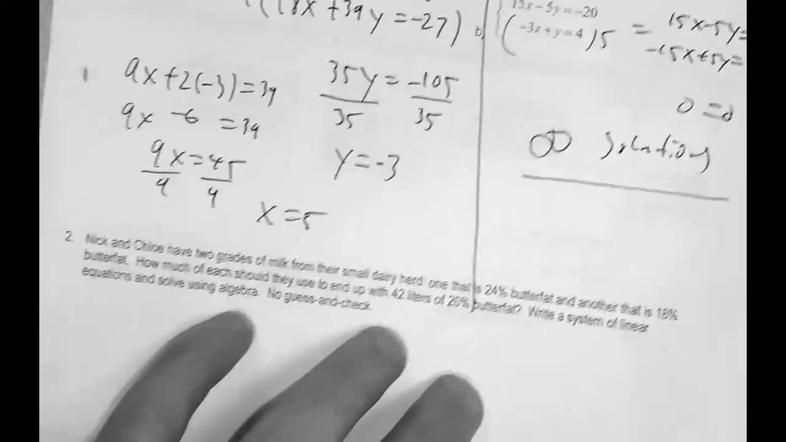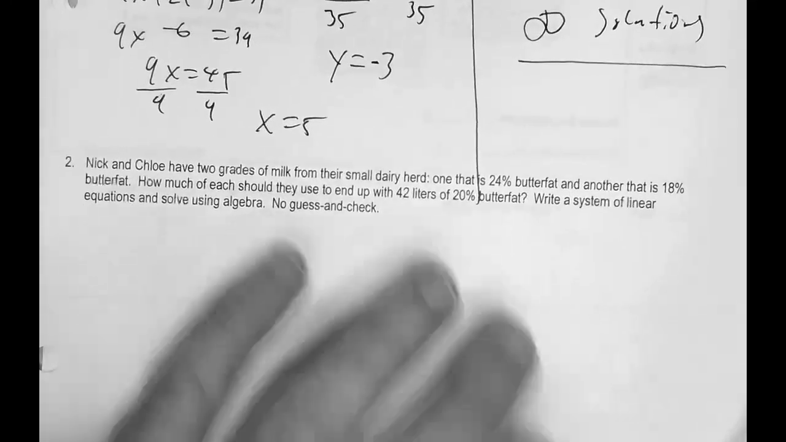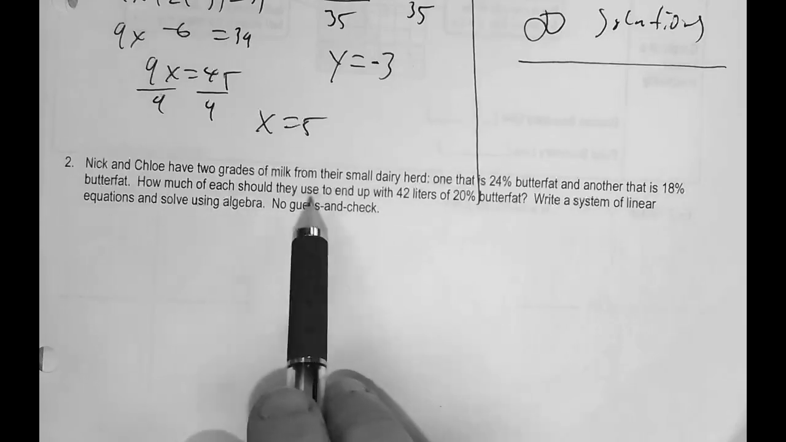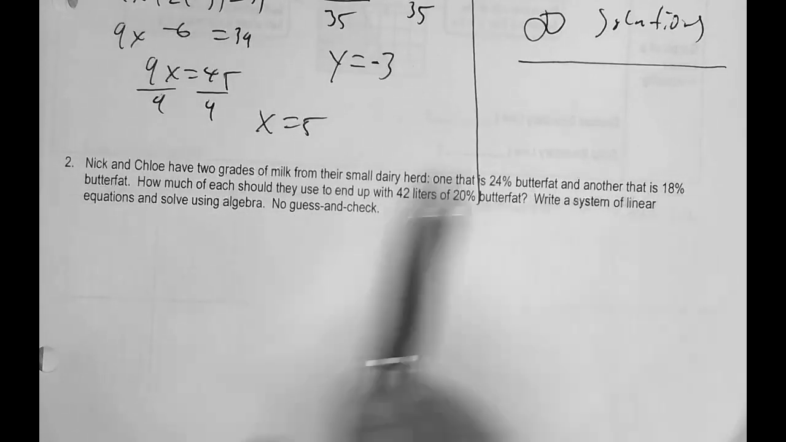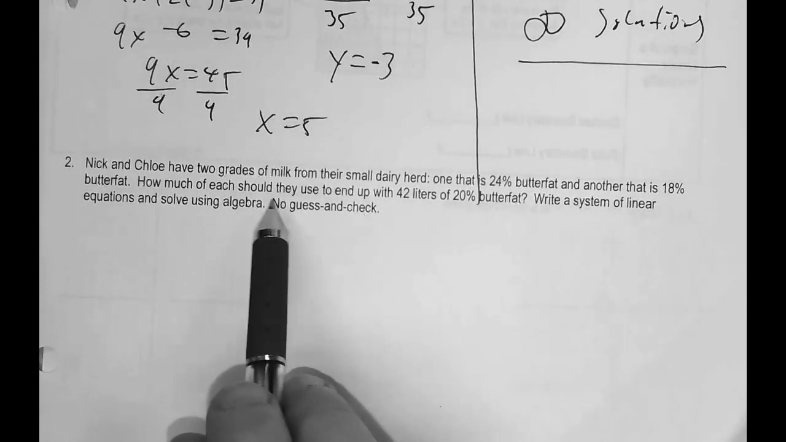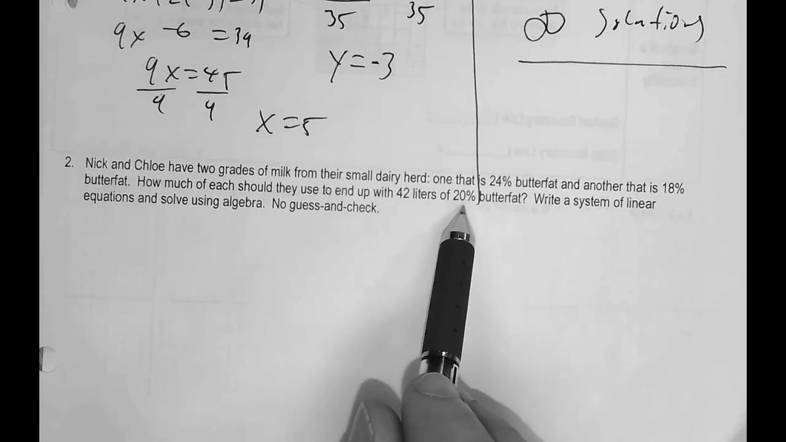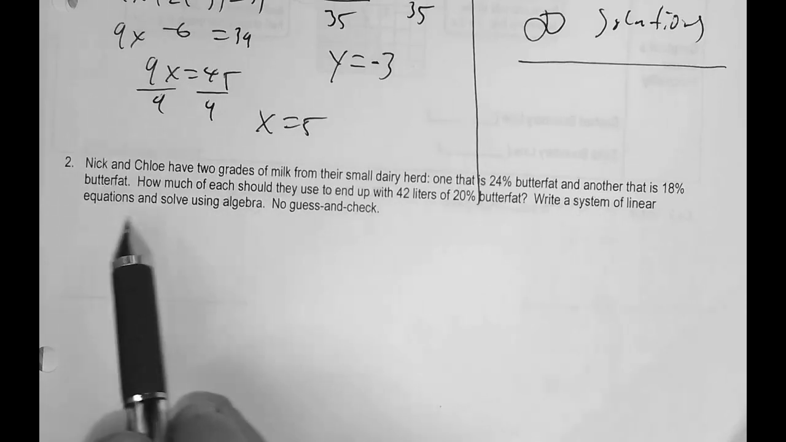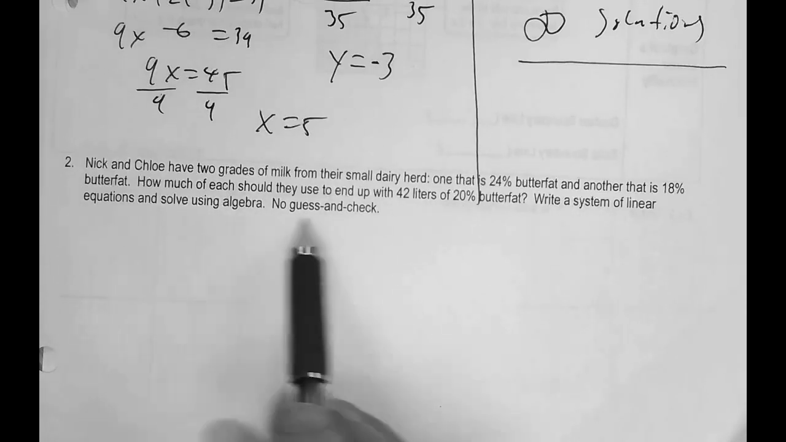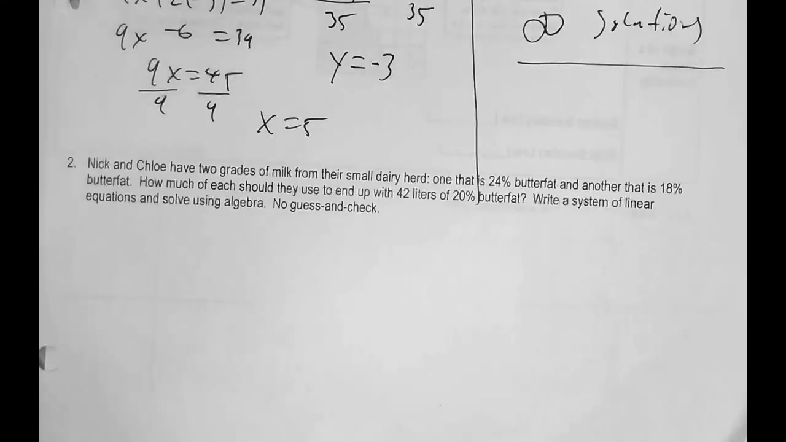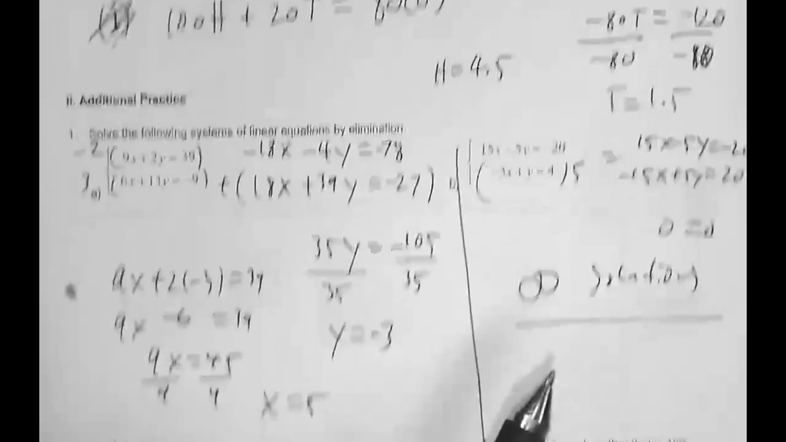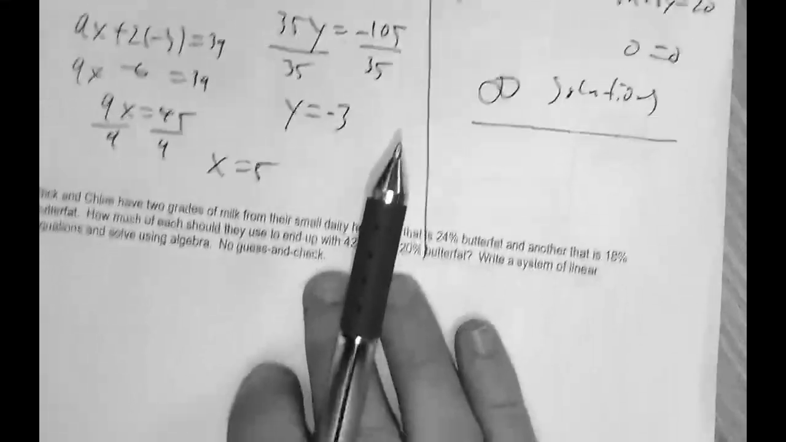Okay? All right, last question. Nick and Chloe have 2 grades of buttermilk. One is 24%, the other is 18. How much of each should they use to end up with 42 liters of 20% butterfat? Write two systems of linear equations to solve using algebra. Okay, so it's kind of the same question of what we had before. It's the same kind of thing.